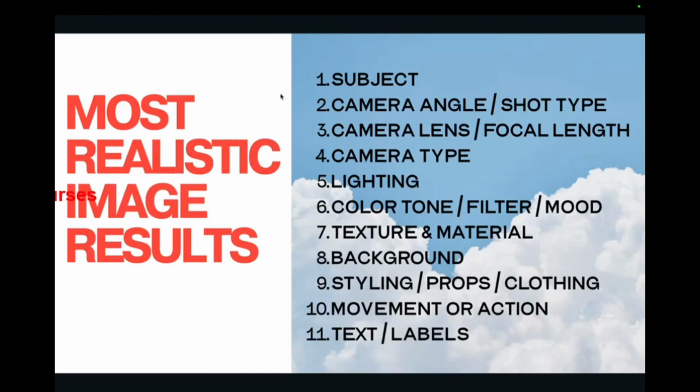The next thing we will talk about is camera type. So it could be DSLR, mirrorless, film camera, smartphone. Example of a prompt: captured on a DSLR with a shallow depth of field. Lighting: of course, I'm personally a huge fan of natural light, golden hour. You can do studio, harsh, softbox, moody. So example of prompt: soft daylight with a natural shadow from a window.